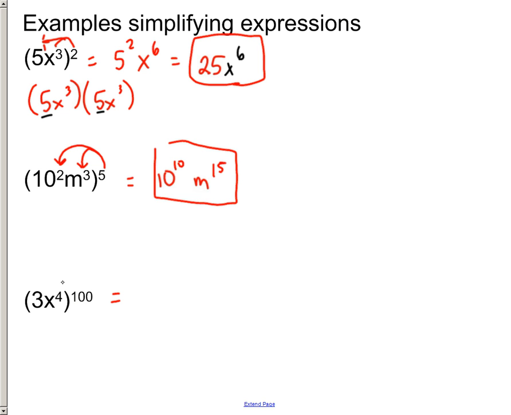And don't forget the 1 for the 3. Everything has its own exponent. If you don't see one, it's a 1. 1 times 100 is 100, so it's 3 to the 100th power. And x has the exponent of 4, so 4 times 100 is x to the 400th power. Again, 3 to the 100th power is just way too large, so we're done with that.